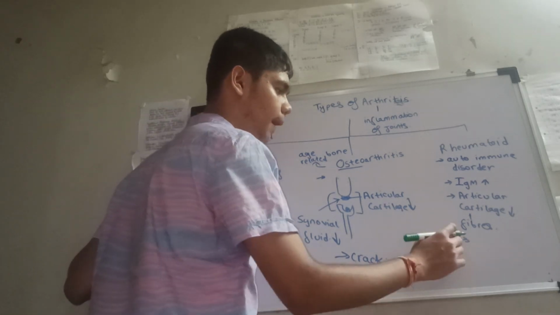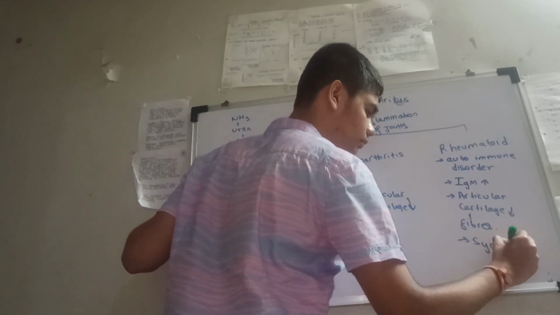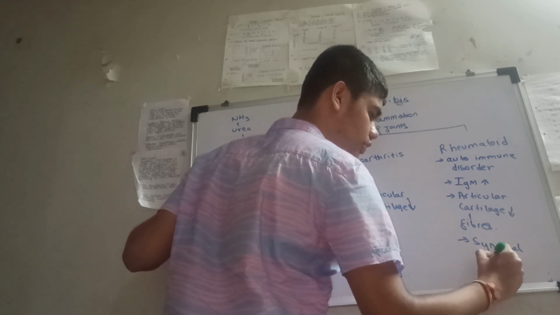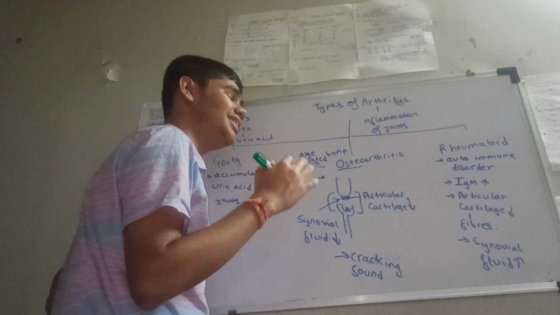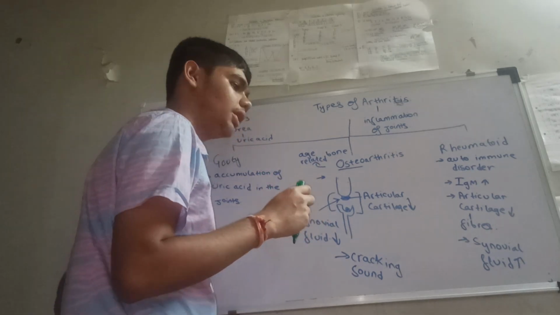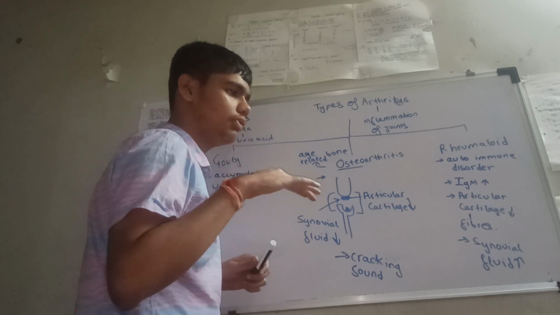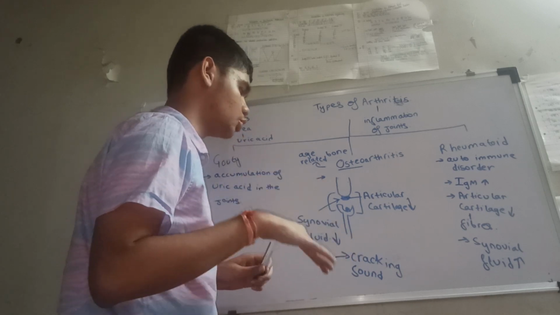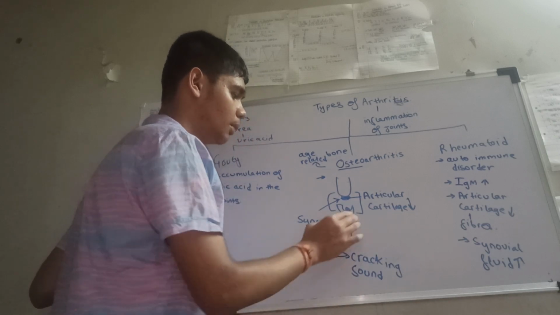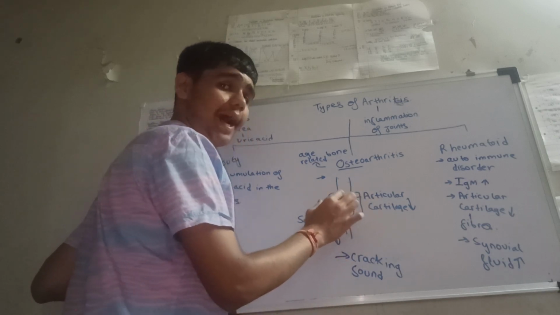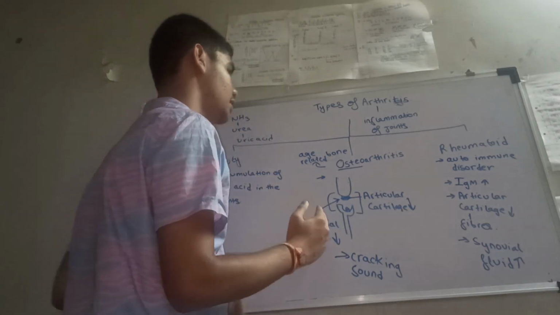And then the synovial fluid will increase. So if the synovial fluid is increasing, the friction is like frictionless. So if there is no friction, this bone and this bone will slip on each other, which may result in cracking of it. So these are the three types of arthritis.